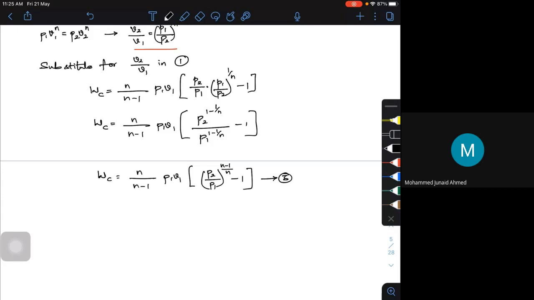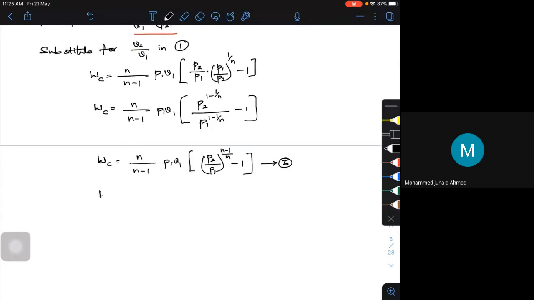If I want, I can write the same expression in terms of MRT1 also. WC is equal to n by n minus 1 MRT1 into P2 by P1 whole to the power of n minus 1 by n, minus 1. I call that equation number 4. So this is the expression in terms of only pressure. P2 by P1 is your pressure ratio. For example, if I compress the fluid entering at 1 bar and exiting at 10 bar, then 10 by 1 is your pressure ratio.